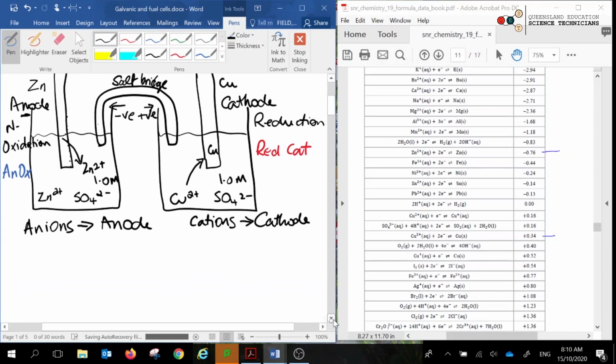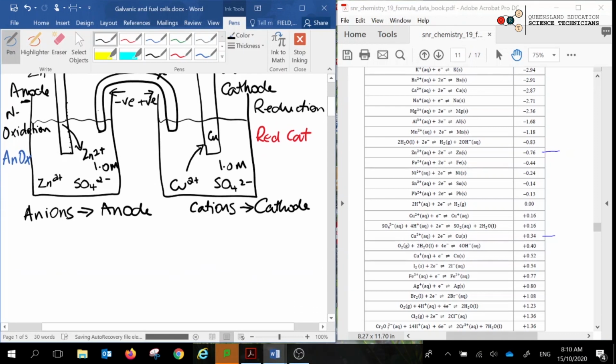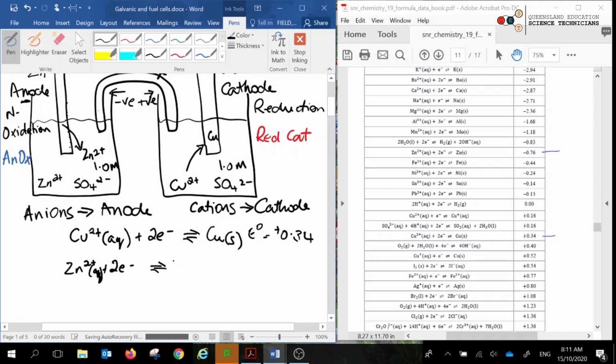So let's look at what it would actually be. So I have my 2 half reactions of my reduction, giving me my copper solid, and it's got an electrode potential of positive 0.34. And if I write it as the reduction, which isn't actually what's going to occur, it will be going to the zinc, and its electrode potential is negative 0.76. So I'm just writing this at the moment to show you one way of calculating the electrode potential of the cell.